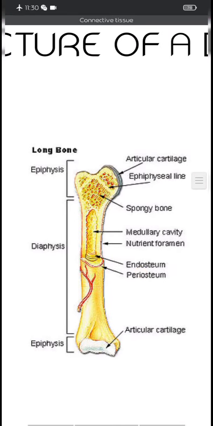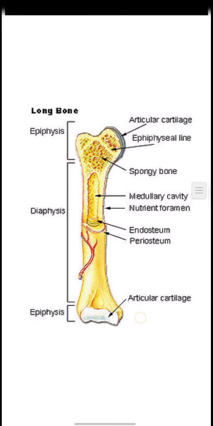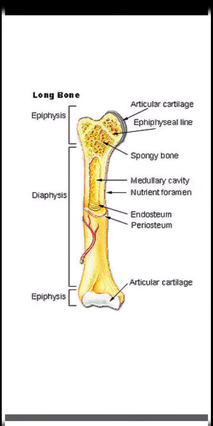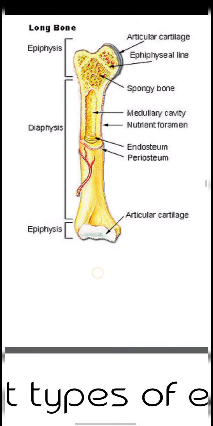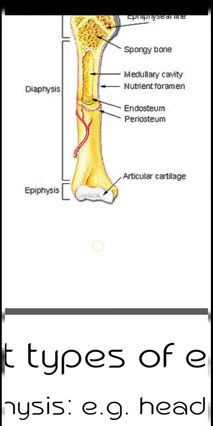Okay, so on the corners the bone is covered by articular cartilage, or every long bone is covered by articular cartilage, helps in forming joints, helps in lubrication of bone. Then there is spongy bone at the sides of the bone. In the middle there is medullary cavity, and there is a covering that covers the whole bone, that is known as periosteum. There is another covering that covers the medullary cavity, that is known as endosteum.